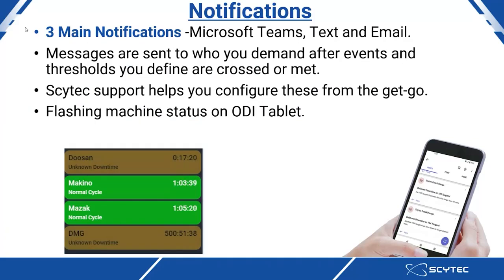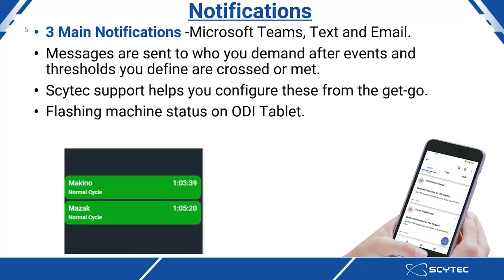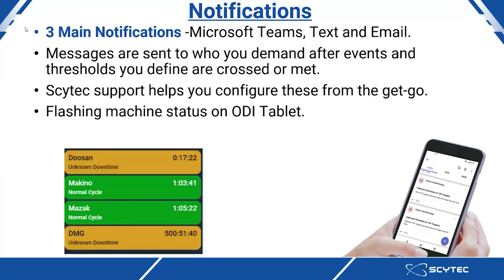Next up, we are going to be going over the feature sets inside of DataXchange that can help evolve your shop floor. First up, we are going to be discussing the notification features as well as the messaging templates that then make up those notifications. So there are 3 main notifications inside of Scytec DataXchange, and you can get alerted instantly about a threshold that has been crossed or something else that has been met that has been defined by yourself via Microsoft Teams, text messaging, and email. And messages are sent to whoever you choose after events and thresholds you define are crossed or have been met.